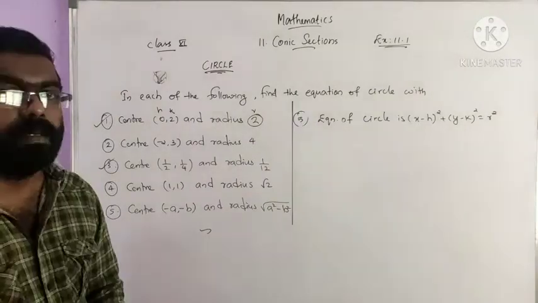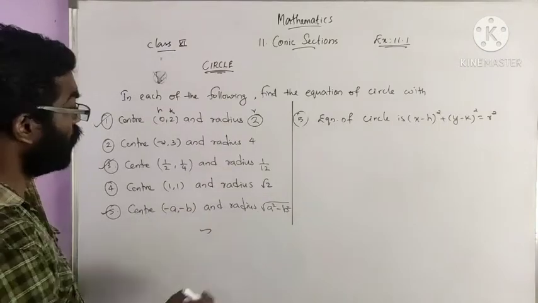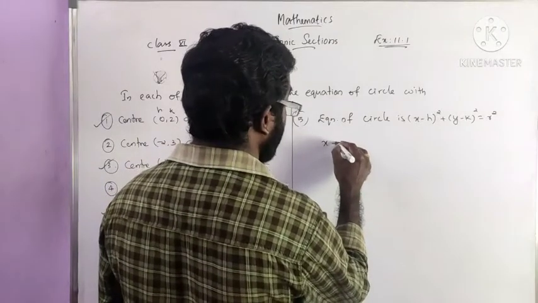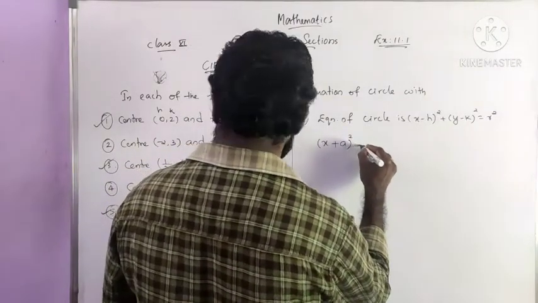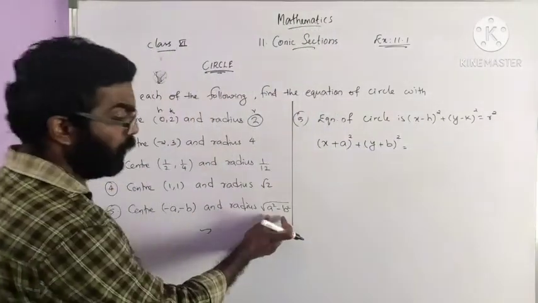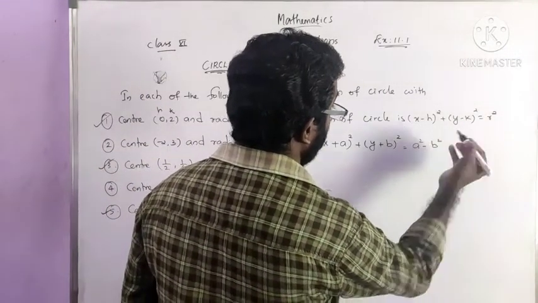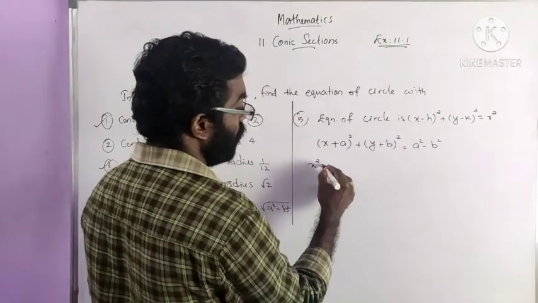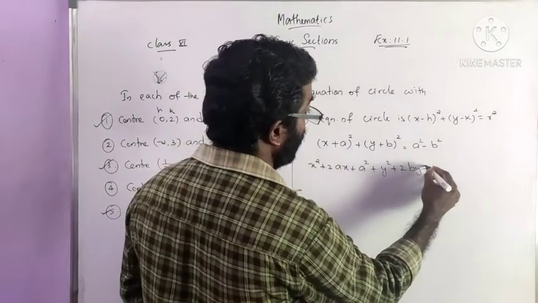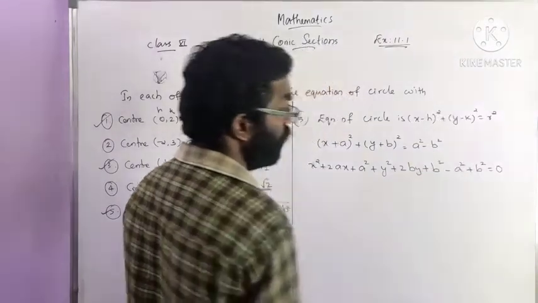Okay. Now consider the fifth one. Center is minus a comma minus b and radius is root of a square minus b square. So equation is x minus minus a, that is x plus a the whole square, then plus y minus minus b, y plus b the whole square equal to root a square minus b square the whole square, that is a square minus b square. We can expand x square plus 2ax plus a square, here y square plus 2by plus b square, then minus a square plus b square, which is equal to 0.